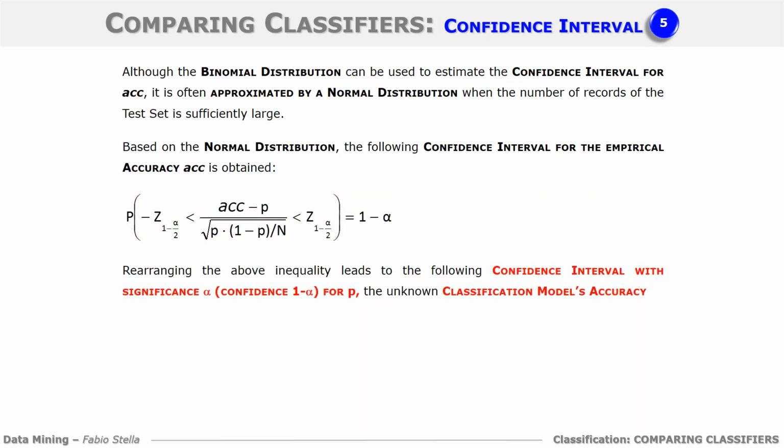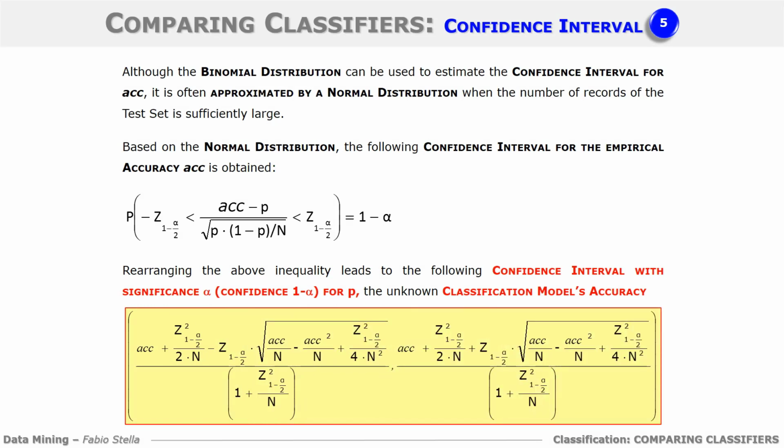The answer to the previous question is as follows. Rearranging the above inequality leads to the following confidence interval with significance alpha and confidence equal to 1 minus alpha for the true but unknown classification model accuracy. The confidence interval is then the following. This is the lower limit of the confidence interval. This is the upper limit of the confidence interval.